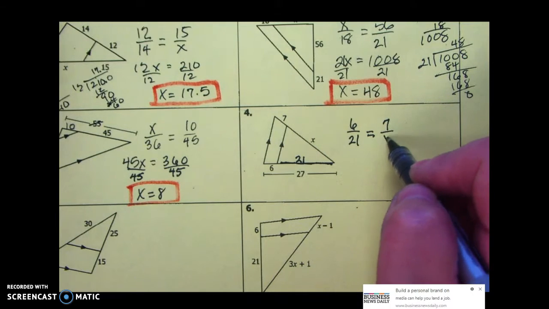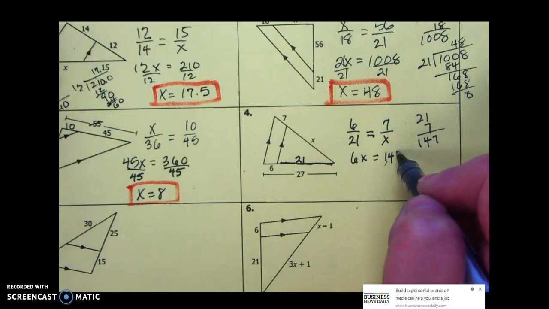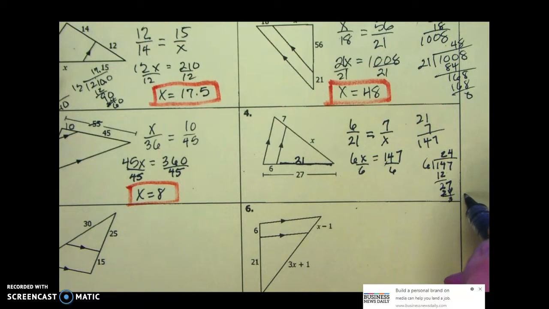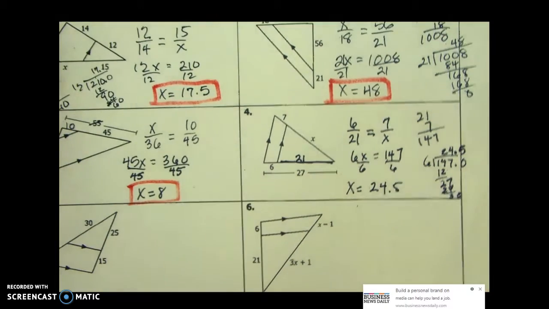7 over x. Cross multiply, 6x equals 21 times 7, 147. Now I divide. 6 goes into 14 twice. It's 12. Subtract that from 14, and we get 2. Bring down the 7. And 6 goes into 27 4 times. That's 24, leaving us 3. Add a 0, bring that down, and that gives us a 30, so 5. So x equals 24.5.